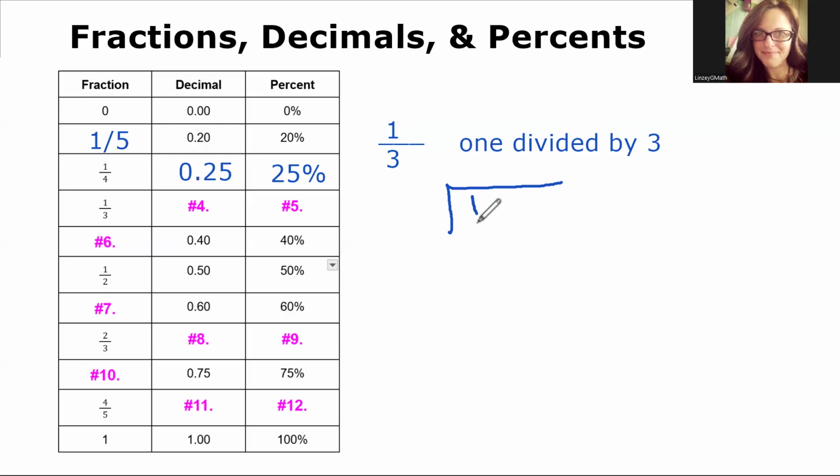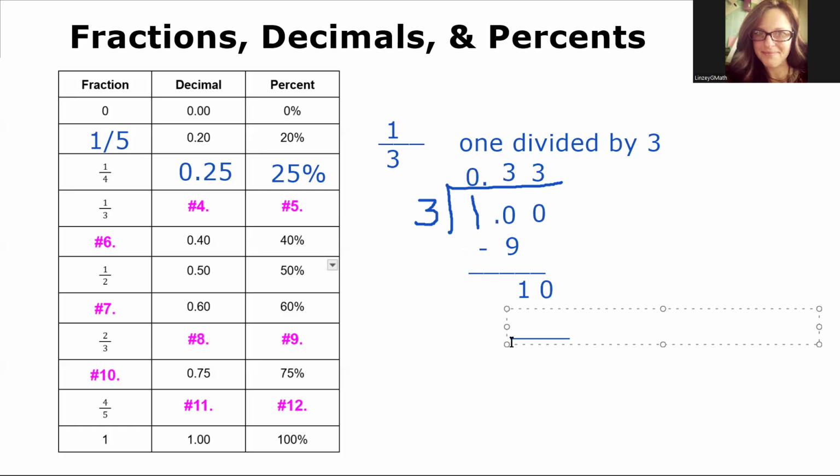1 goes in the house, divided by 3. 3 does not go into 1, so we'll put a 0 and a decimal. 3 goes into 10 3 times. 3 times 3, we get 9. And we'll subtract. And we're left with 1. And we'll add another 0 and bring that down. 3 goes into 10 3 times. 3 times 3 is 9, and we'll subtract. And we're left with 1. Add another 0, bring it down.